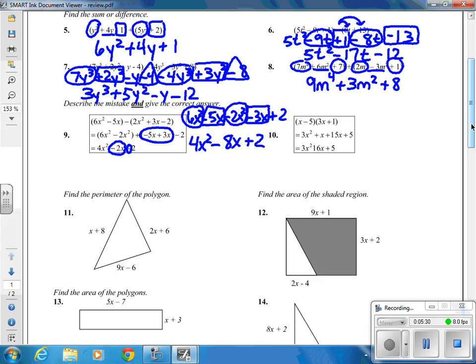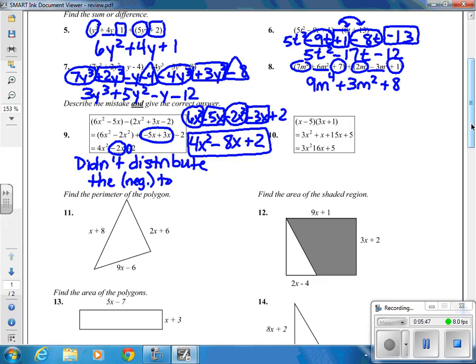All right, so the real answer is 4x squared minus 8x plus 2, and the mistake that they made was that they didn't distribute the negative to the second parentheses. Right, so you remember you have to do that.